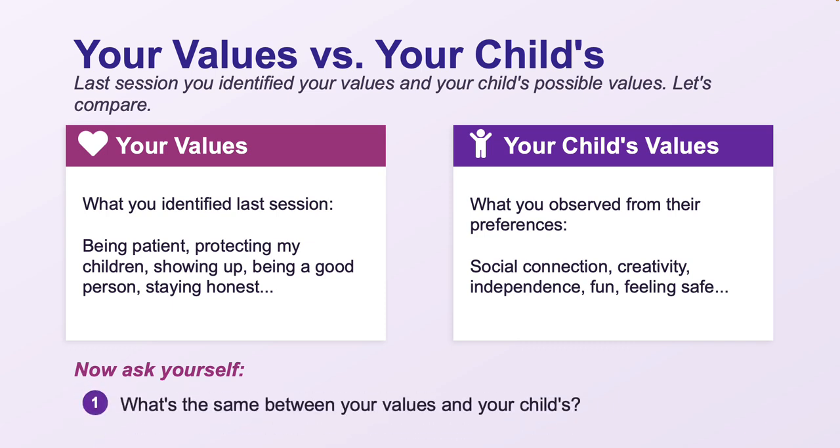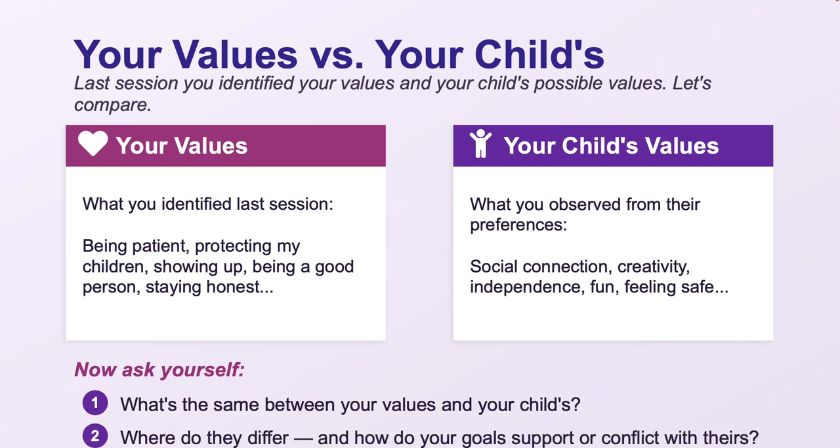Now I want you to ask yourself some questions here. What's the same between your values and your child's values? And frankly, how do you know, right? What are your particular behaviors that show that this actually is a value of yours? Not one you feel like you should be expected to have, but one you actually have. And same goes for your child. How do you know that they value those things? What are the behaviors, or what are they saying to you, right?